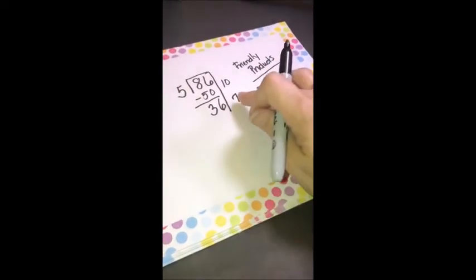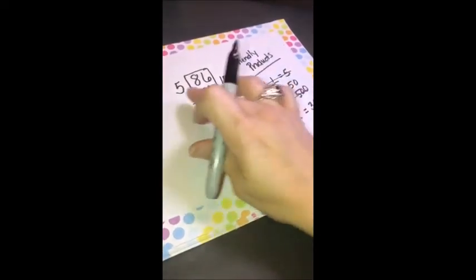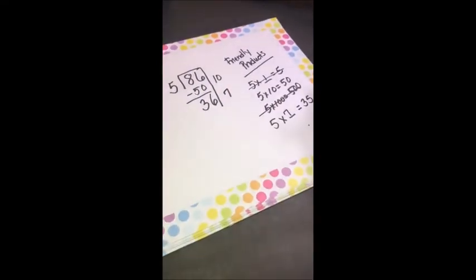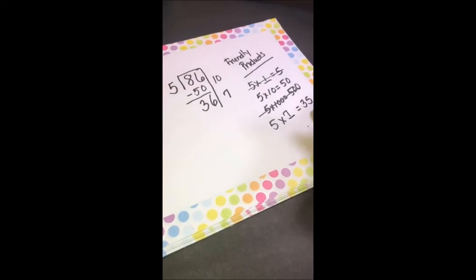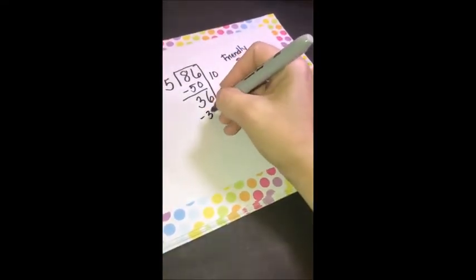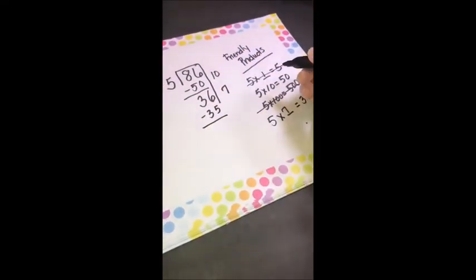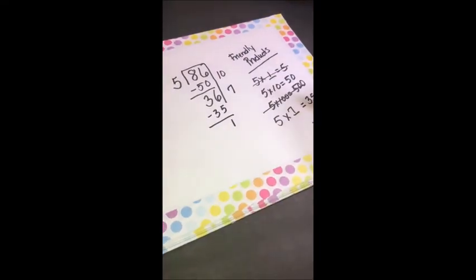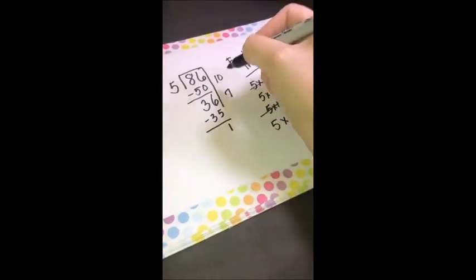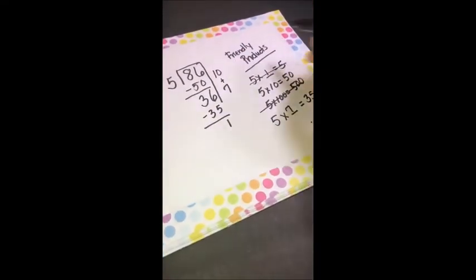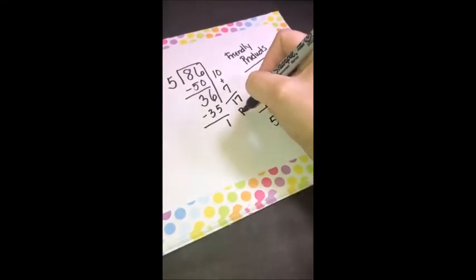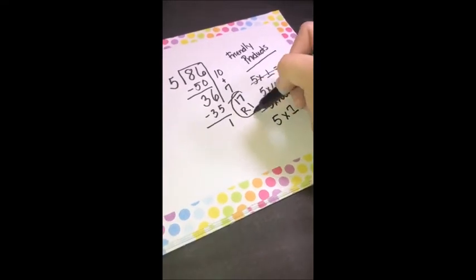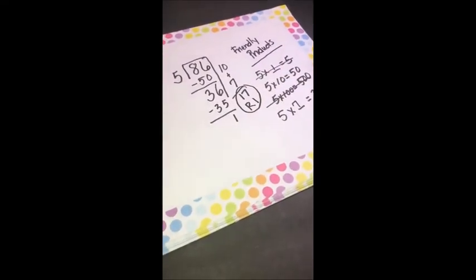It'll go in 36 divided into 5 groups. We put 7 in each group, so I can do that. So 5 times 7 gave us the 35. I'm going to take the 35 away, and I end up with 1 as the remainder. So if I take these and I add them up, 10 plus 7 is 17 with a remainder of 1. And that is my final answer.